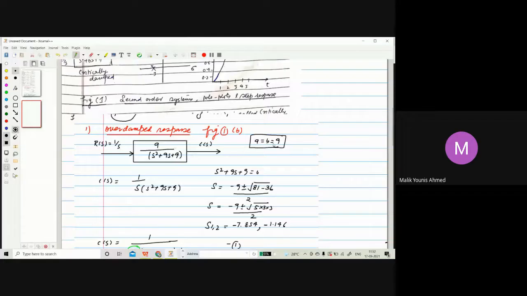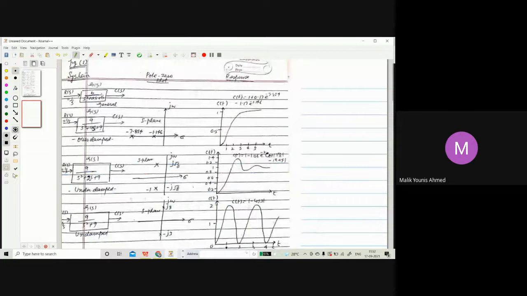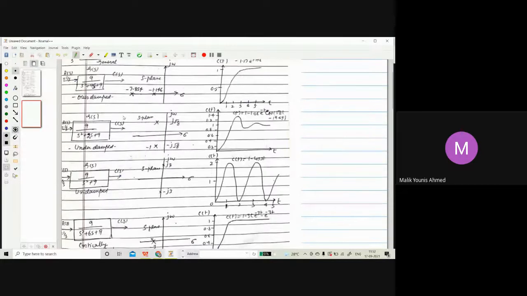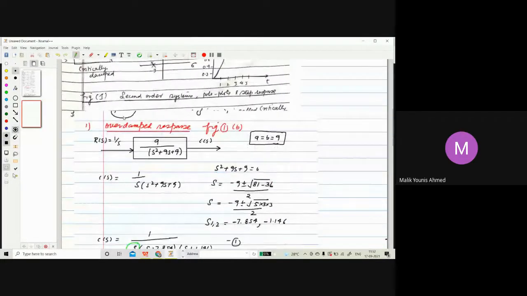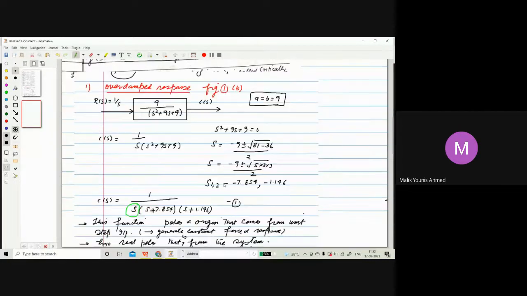We use the parameters A and B that we used in the generalized example. This was a generalized transfer function we have taken, and the input is a step input. We have assigned the values of A and B as 9, and after assigning the values, we have got the roots.